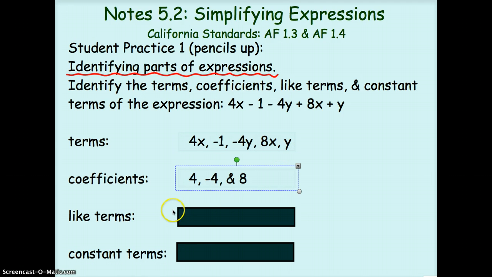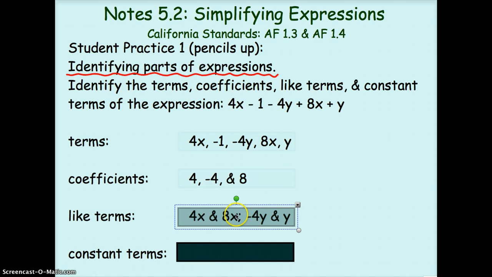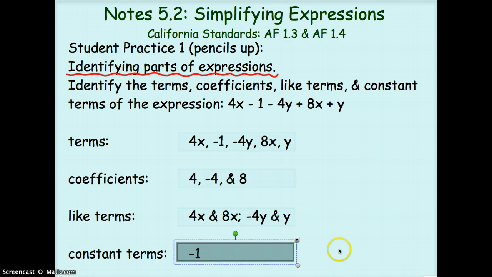Like terms, when you're looking for your like terms, it needs to have a buddy. So the 4x has 8x, and the negative 4y has y. Notice we also have a negative 1, but because there aren't any other terms that do not have a variable, it's all by its lonesome self, so it doesn't have any like terms. And constant is, of course, negative 1. It is the only number without a variable. It is the constant.